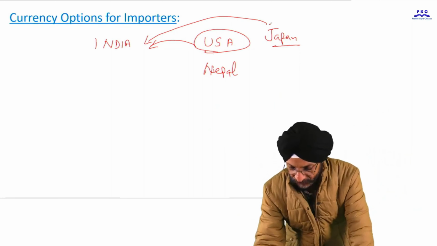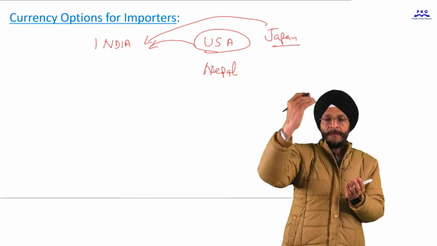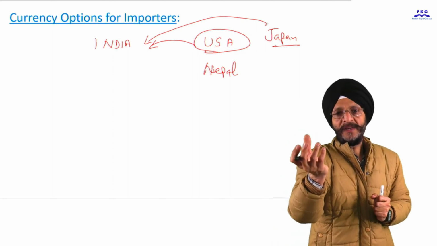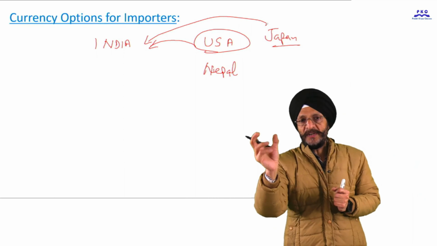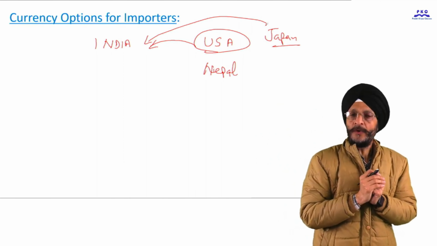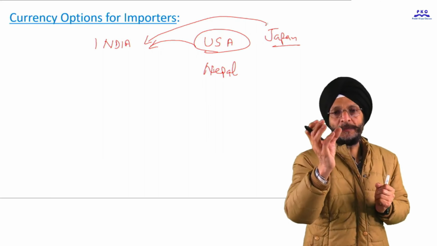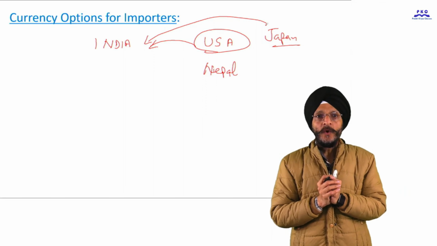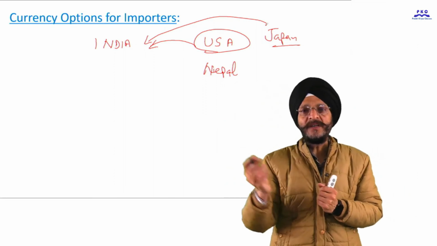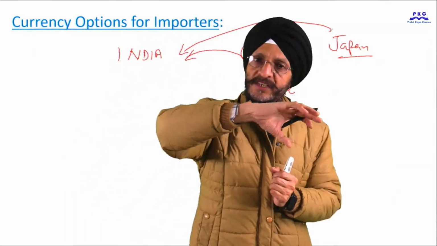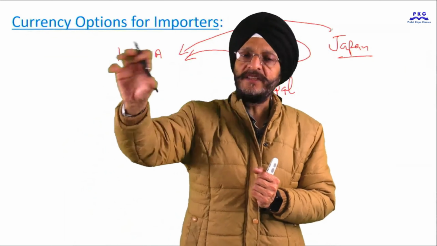So naturally, when we are importing goods from Japan, they may ask that you pay in Japanese currency, Japanese yen. Or when we are importing goods from USA, they will ask for payment in US dollars. Or if we are importing from some other country, they may ask for US dollars, which is the mostly preferred currency in international trade.